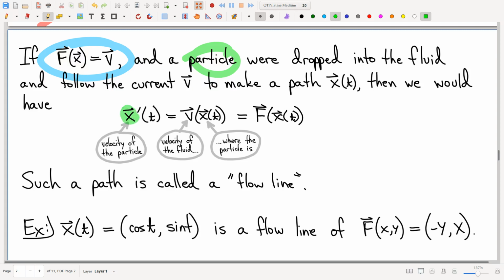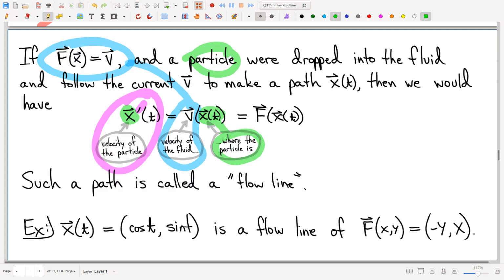The particle, its velocity, right? The velocity of the particle is going to equal the velocity of the fluid. Isn't it? That's why that little piece of fish food doesn't have a little outboard motor on it, right? If the water's going that way, that little piece of fish food is going to go right along with the water. So the velocity of the particle is the same as the velocity of the fluid, but specifically the velocity of the fluid at the point where the particle is at any given moment.